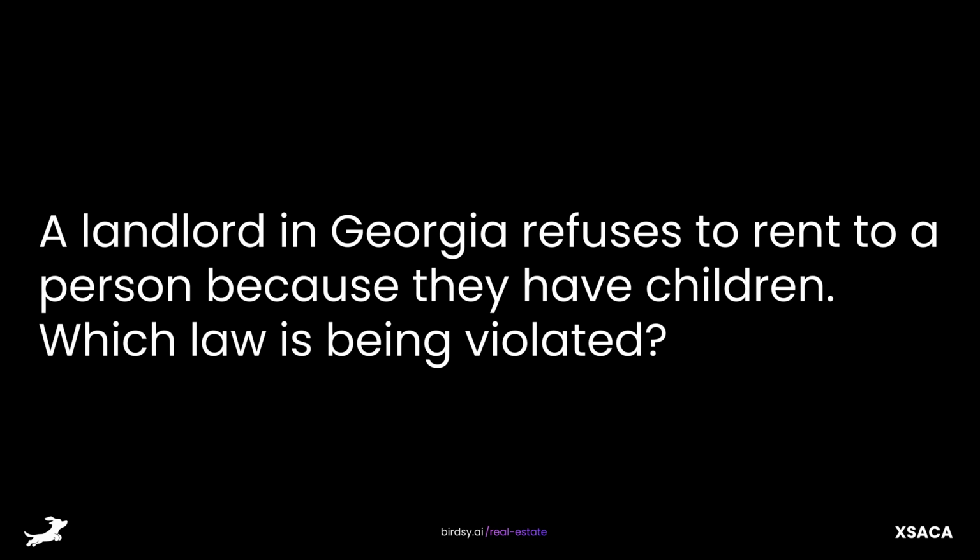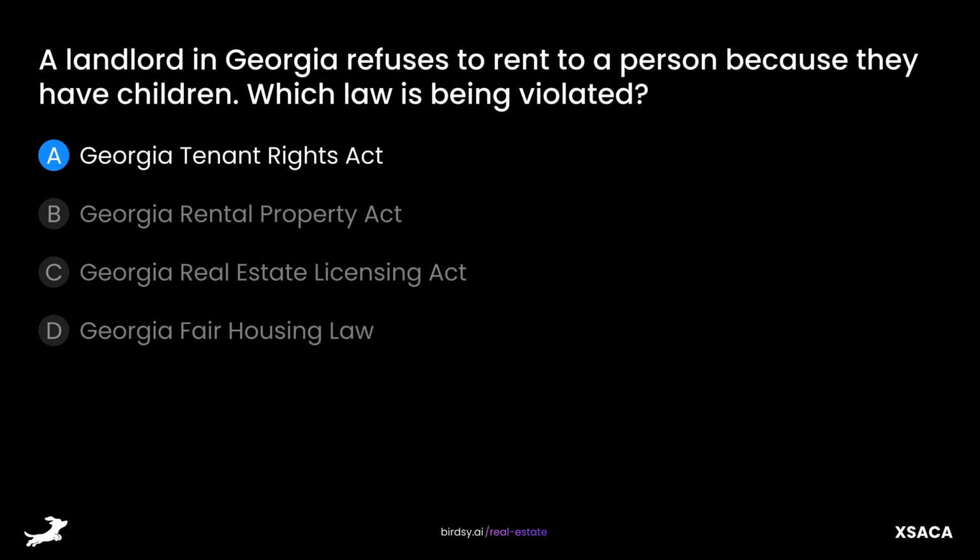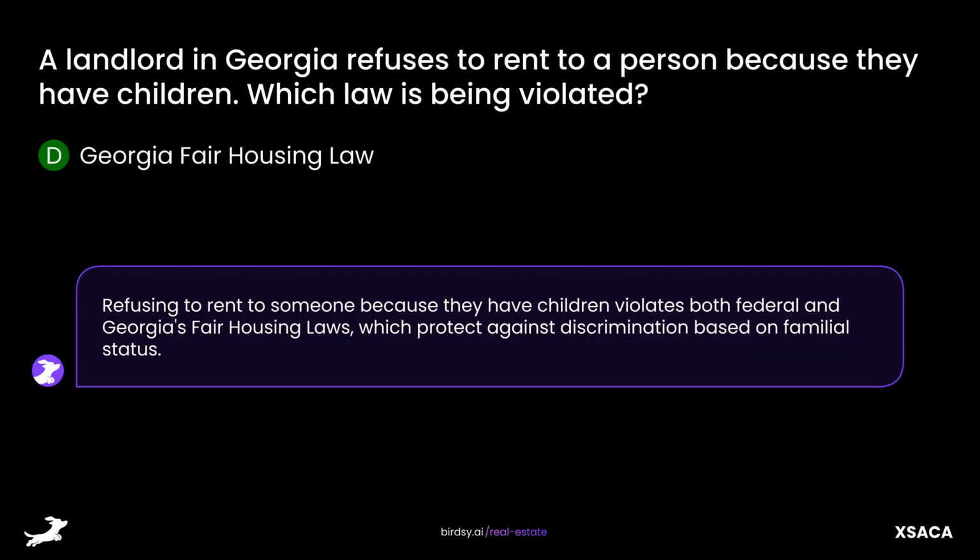A landlord in Georgia refuses to rent to a person because they have children. Which law is being violated? Is it A, Georgia Tenant Rights Act, B, Georgia Rental Property Act, C, Georgia Real Estate Licensing Act, or D, Georgia Fair Housing Law? The answer is D, Georgia Fair Housing Law. Refusing to rent to someone because they have children violates both federal and Georgia's fair housing laws, which protect against discrimination based on familial status.